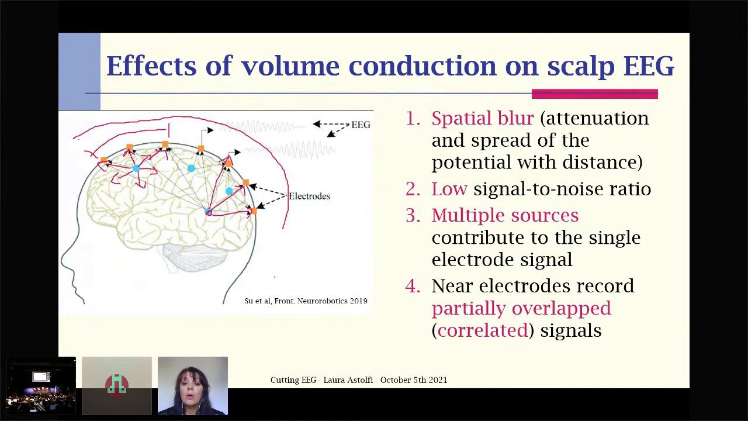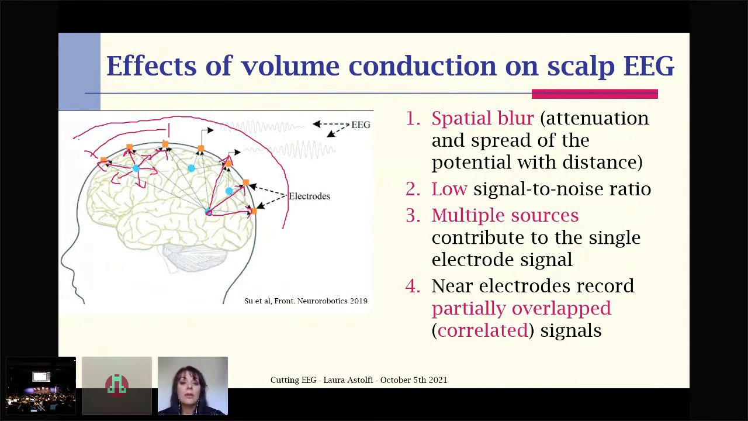There's a problem of attenuation of the signals due to the low conductance of some of these structures, which are interposed between the sources and the sensors, particularly the skull, as we have heard from the previous talk.